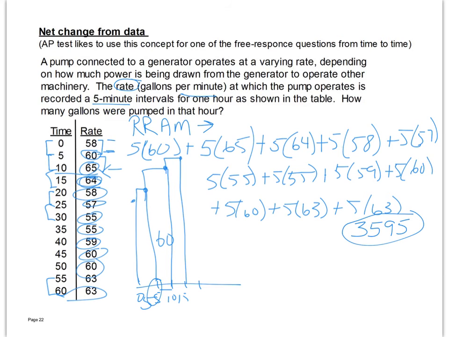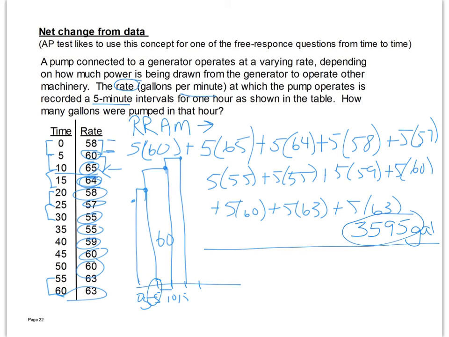So I got 3,595 when I added all that up. What does that mean? It means 3,595 gallons were used during that time. Now, if you want to do average rate of change, you'd multiply by 1/60 in front of that. Now, that is an estimate. It is not a perfect estimate.